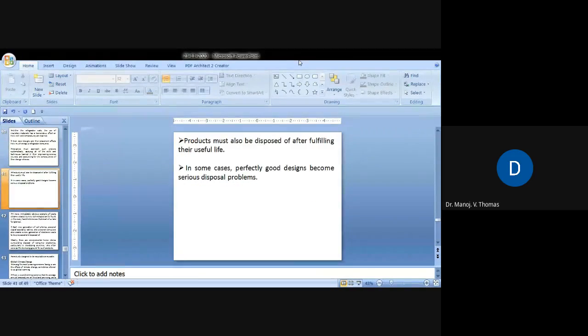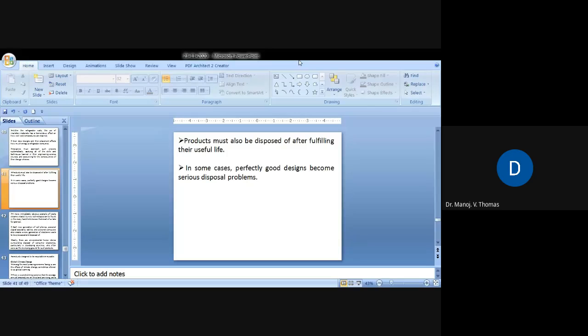Products must also be disposed of after fulfilling their useful life. In some cases, perfectly good designs become serious disposal problems. Say, for example, a mobile phone may be a fantastic design, or a laptop, or a PDA, or digital assistants. It may be a perfectly good design and very useful, but at the end it turns out to be a serious disposal problem, a serious e-waste issue, which is a serious concern for developing countries. How to manage the disposal of this e-waste is posing a great threat to our environment.